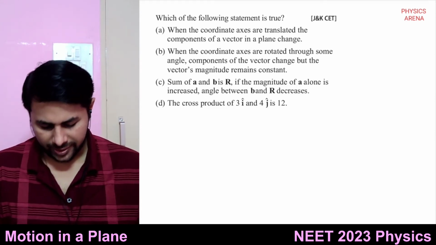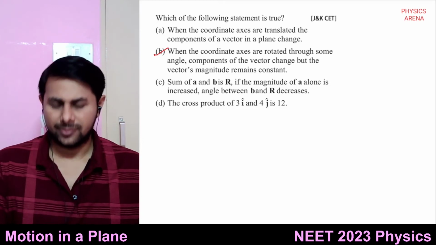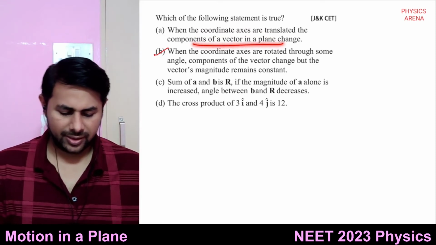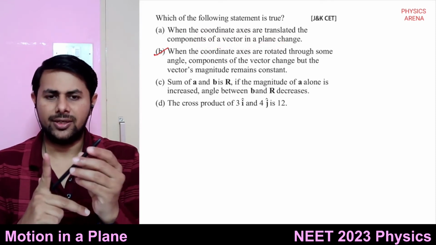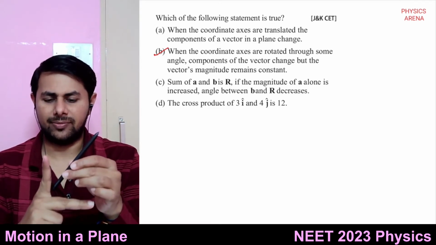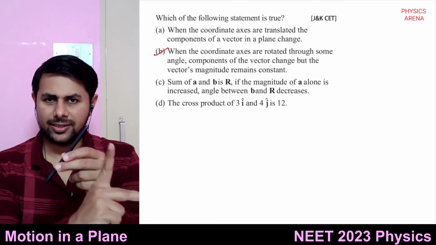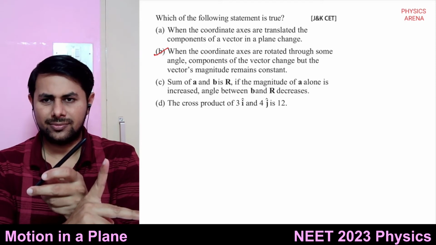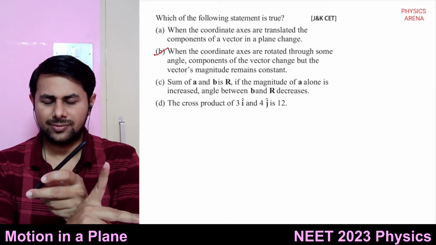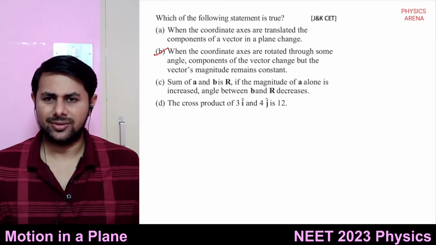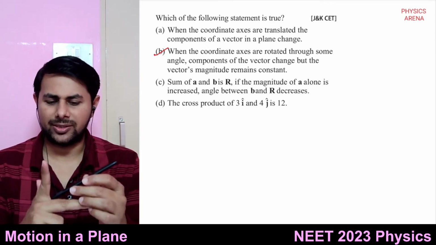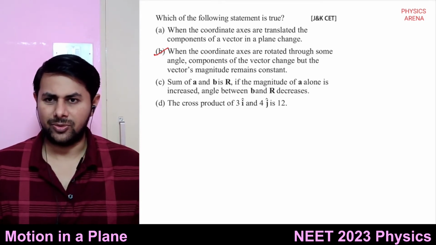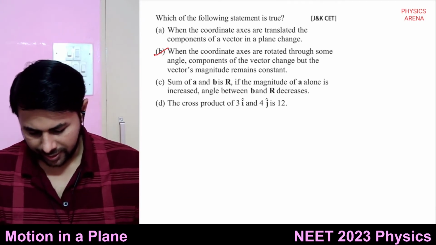Okay. So the other three, do you want to check? When the coordinate axes are translated, the components of a vector in a plane change. So see, this is my x and y. If I translate them, if I move them like this, this is translatory motion. So will the components of this vector change? No, sir. Okay, there won't be any change in the components. If you rotate, then the components will change. We can see that.